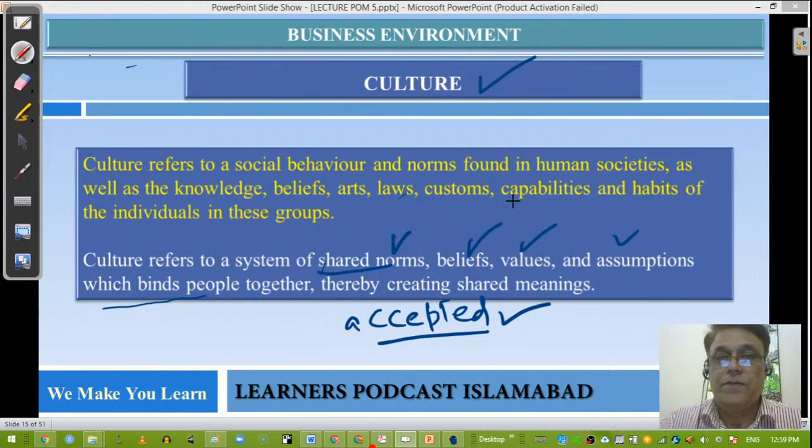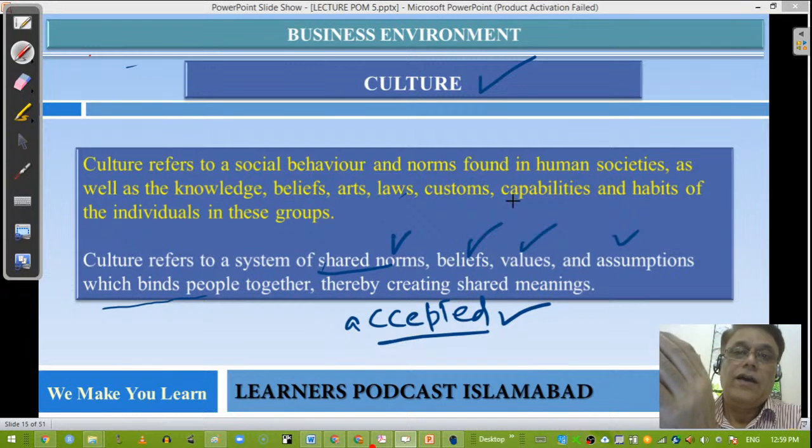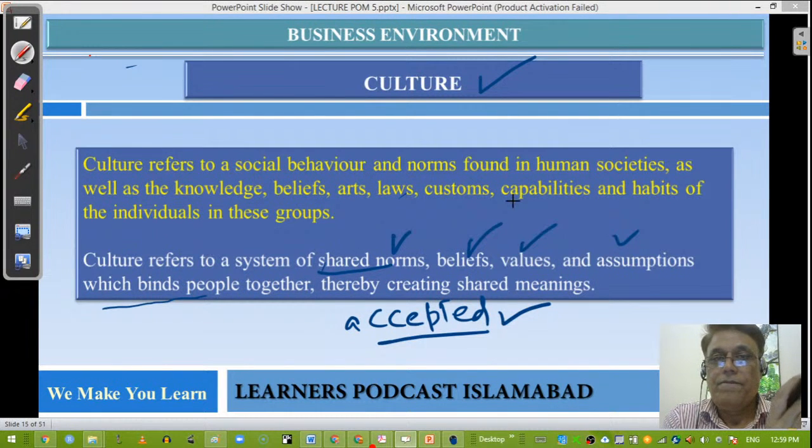This is the culture. One class is accepting or sharing certain characteristics which are different from the others. So this is the topic that we are going to cover right now. Let's see this in detail.